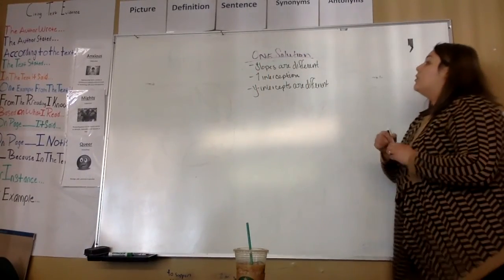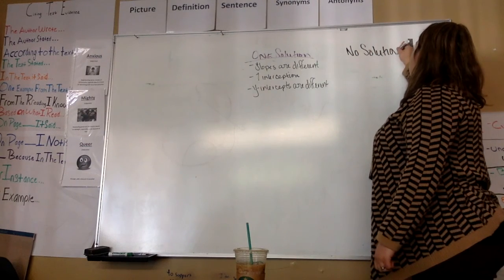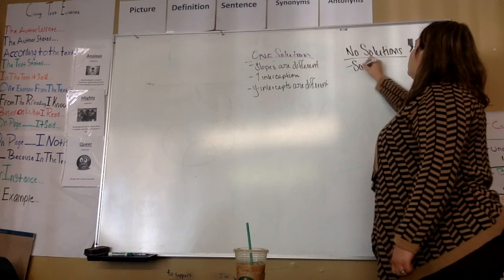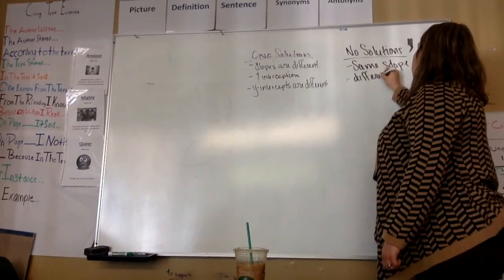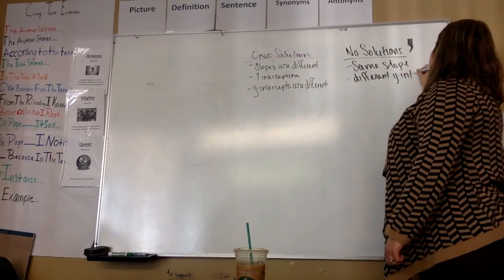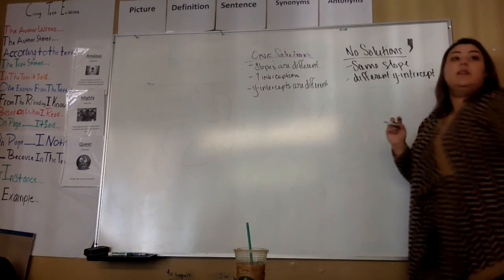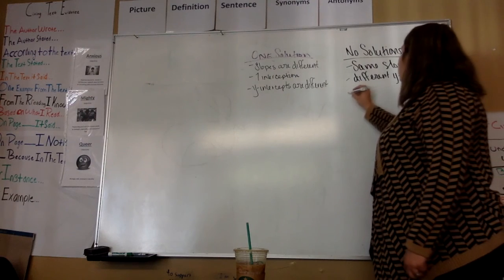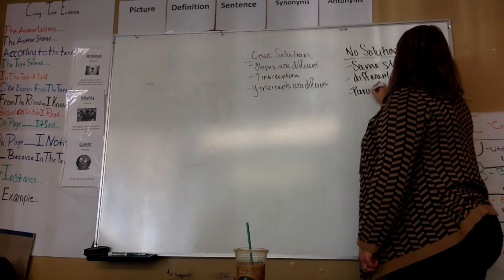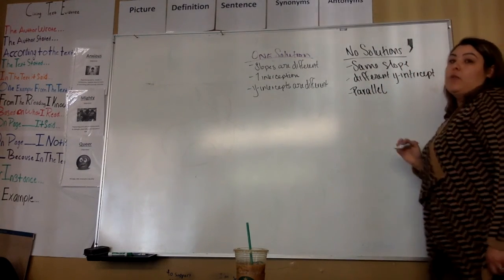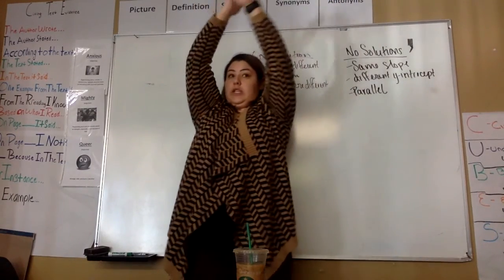All right. So what about no solution? What do we know about no solution? For no solutions, we have same slope, different y-intercepts, and they're parallel. Which means when we graph them, they should look which way? Straight, right? Are they ever going to touch? No, they don't touch.